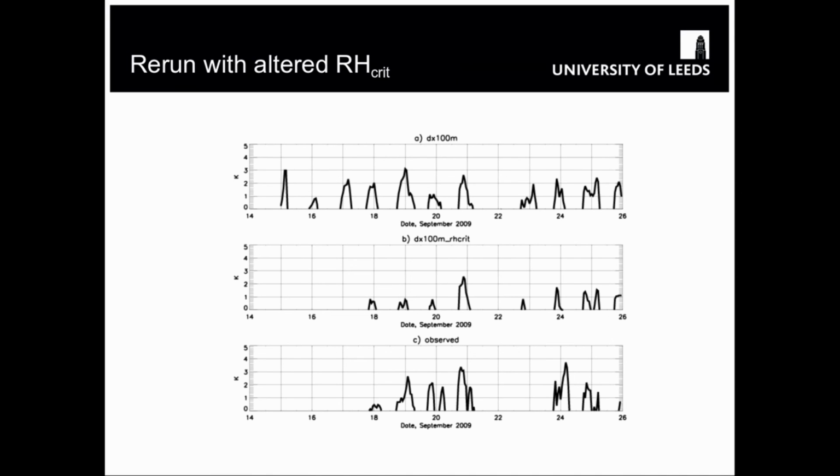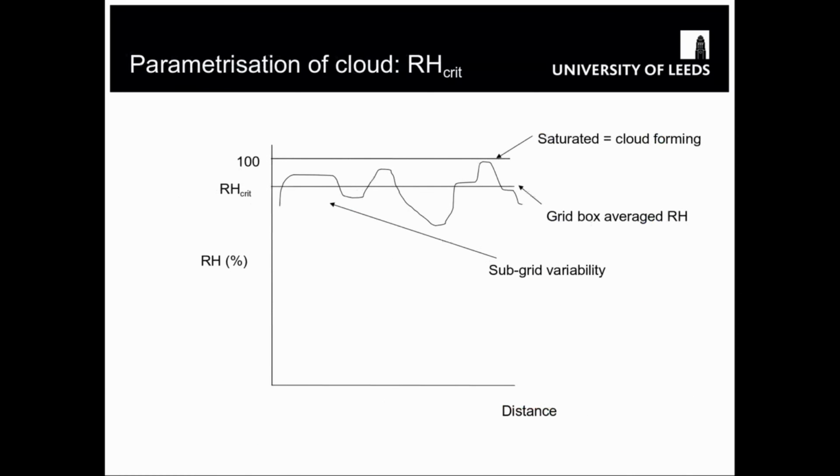And the other point is that we still don't fully understand how this subgrid variability works, and that our idea that this RH crit should increase with increased resolution is perhaps not completely accurate. We really still need more detailed observations of the subgrid variability of relative humidity over a range of conditions, so that we can try and really pin down this parameterization better.